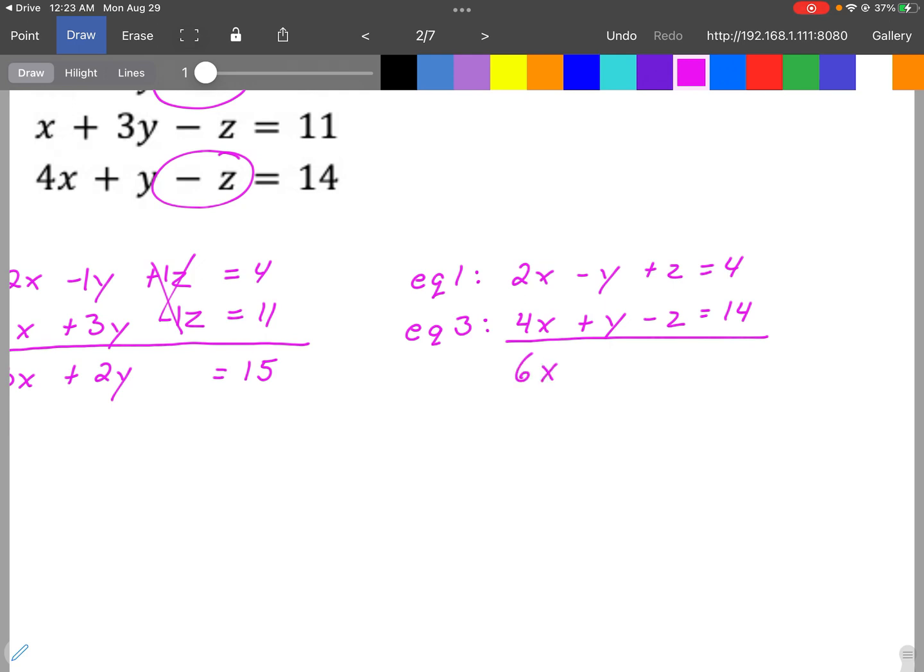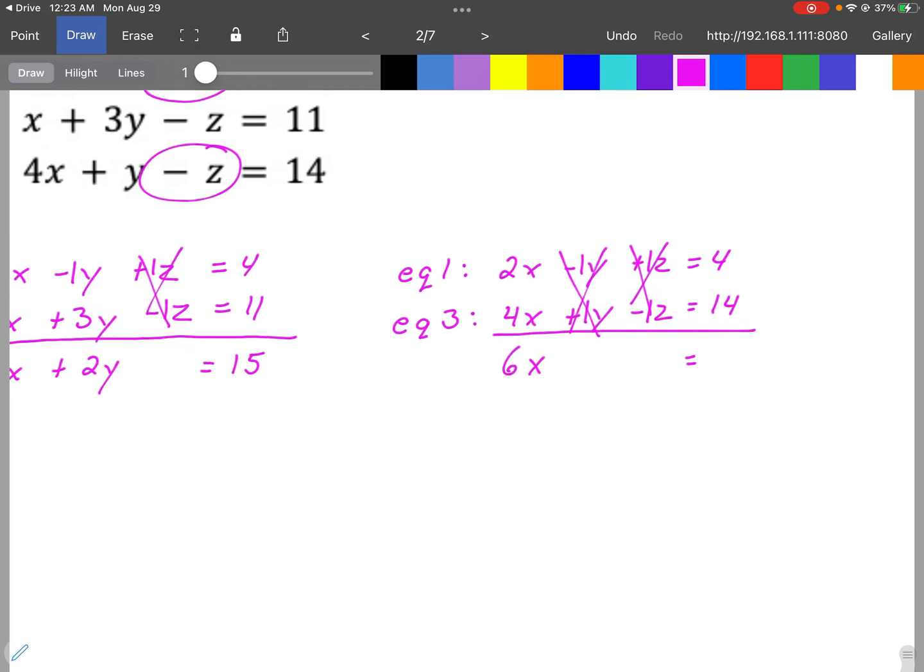So then 2x plus 4x is 6x. Then I have negative 1y and positive 1y, and oh, that's unexpected. Those cancel. They give me 0. My z's are positive 1z and negative 1z, so those cancel. So I didn't expect for 2 of those variables to cancel, but believe it or not, this is a good thing. That's actually going to make less work for you. So then for our constants, we have 4 plus 14 is 18.